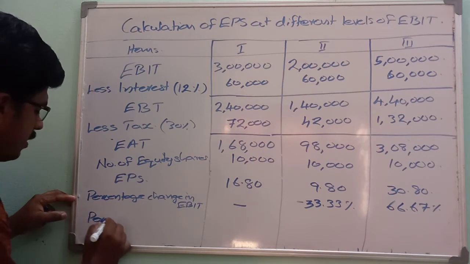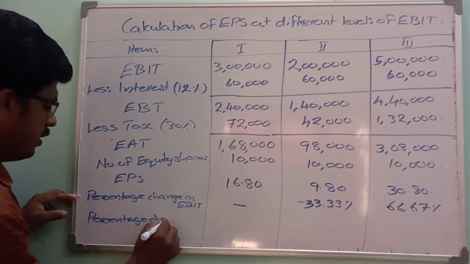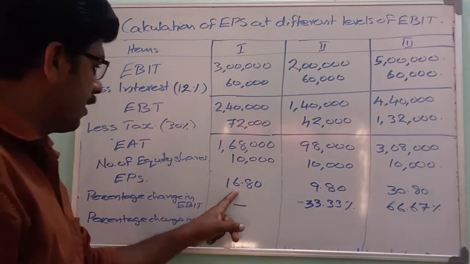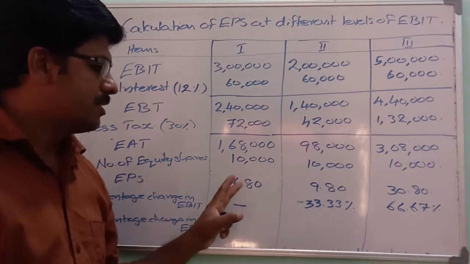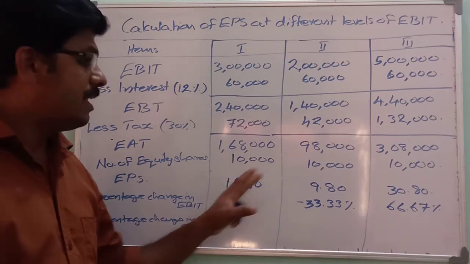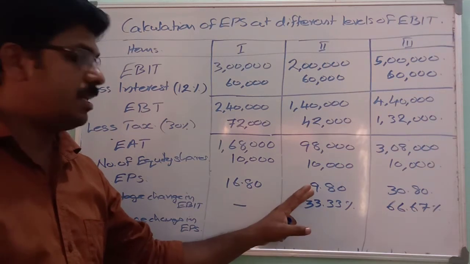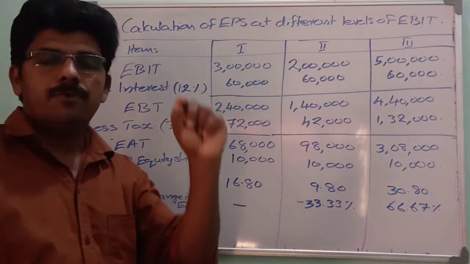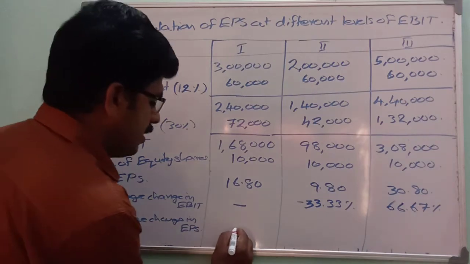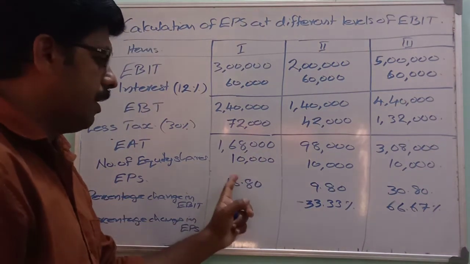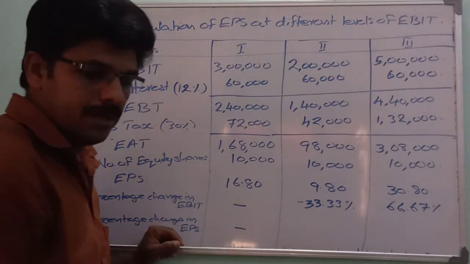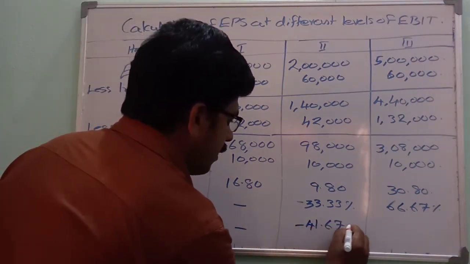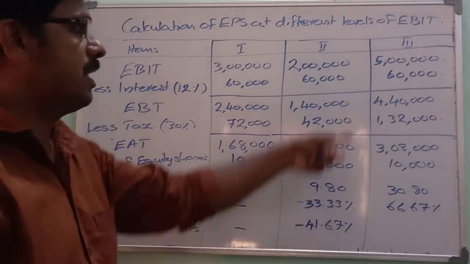Next, percentage change in EPS, earnings per share. Here 16.80, 9.80, then what is the change? Here it is minus 7 rupees, 7 rupees koravaan ipade. So minus 7 divided by 16.80 into 100. Same formula: change divided by amount at the first level into 100. That is a minus figure, equal to minus 41.67%.